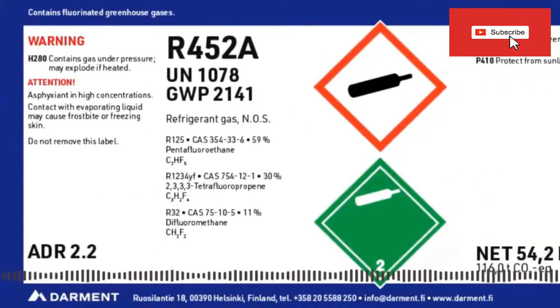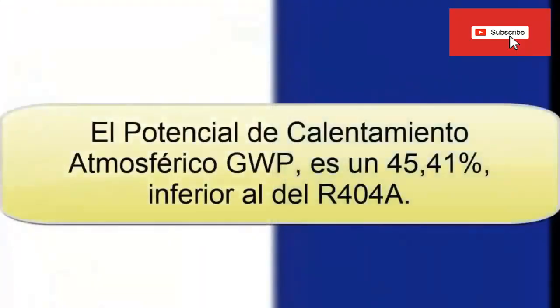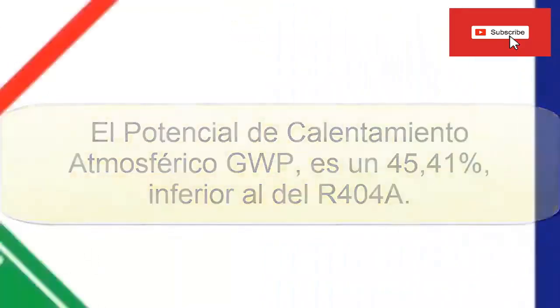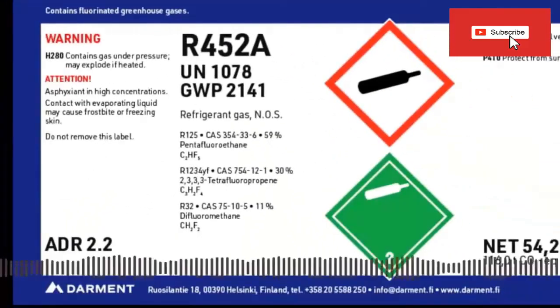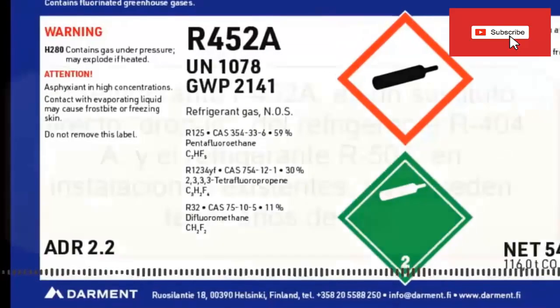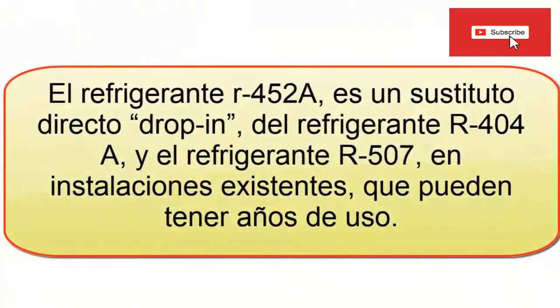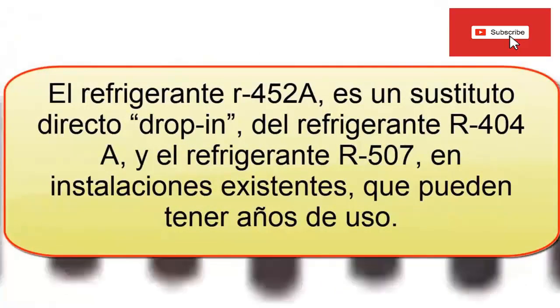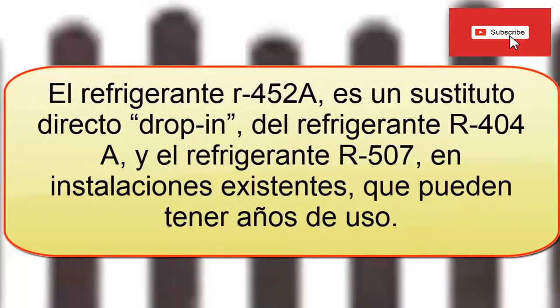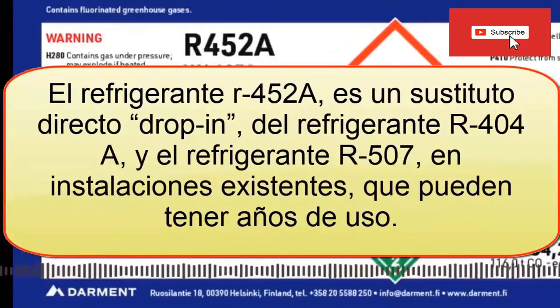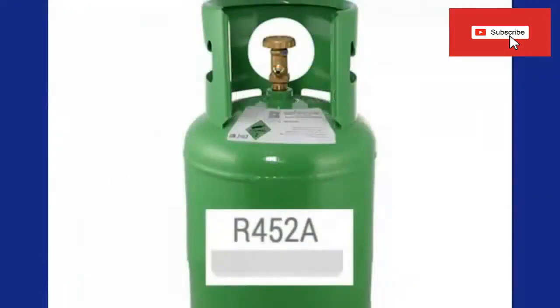2. The global warming potential GWP is 45.41% lower than that of R404A. 3. R452A has a GWP of 2140. 4. R452A refrigerant is a direct drop-in replacement for R404A refrigerant and R507 refrigerant in existing installations that may have years of use. 5. R452A, like all HFC refrigerants, plus HFO, does not deplete the ozone layer.